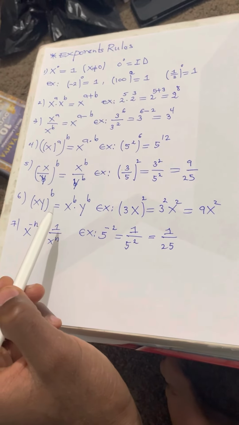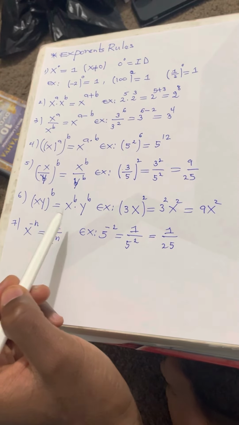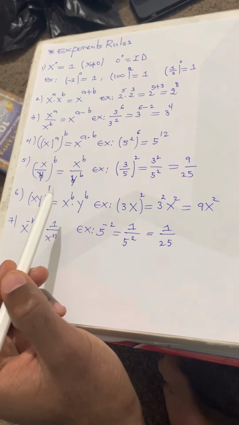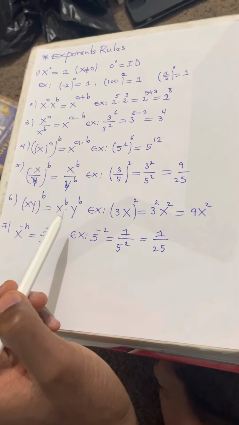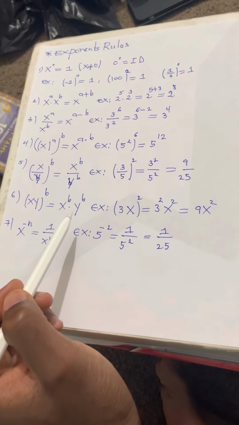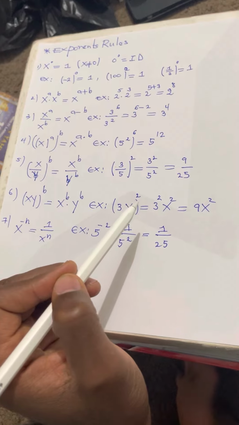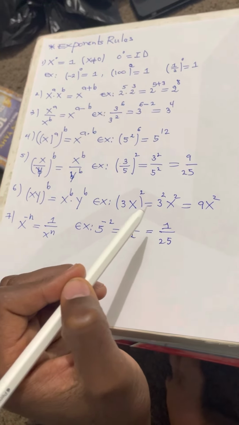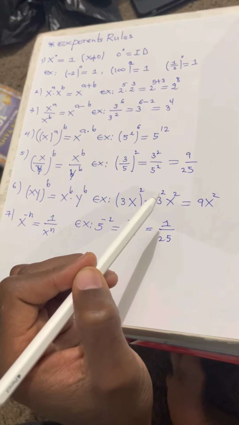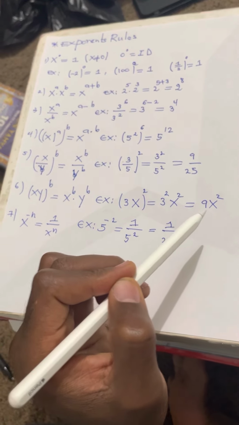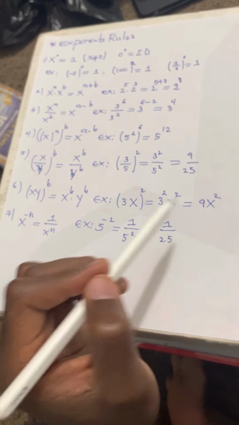Same if I have two different bases that are a product, I will share the exponent. x times y, all to the exponent b, equals x to the exponent b times y to the exponent b. For example, 3x all to the power 2. You share the exponent, so it's going to be 3 to the power 2, and then x to the power 2. 3 to the power 2 is 9, so the answer is 9x squared.